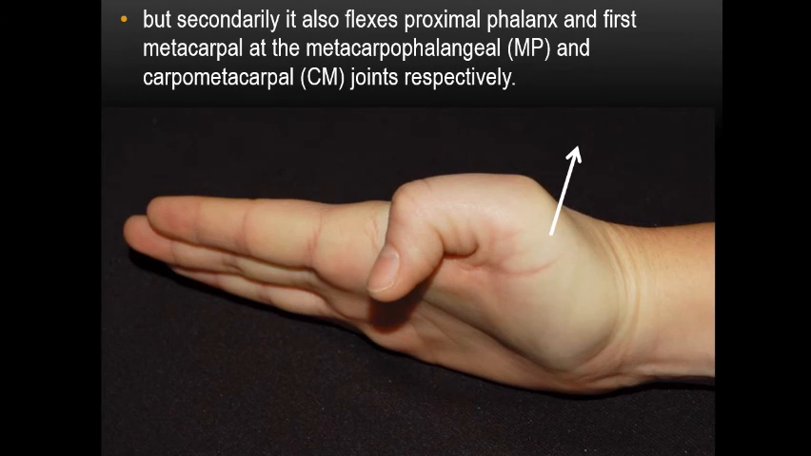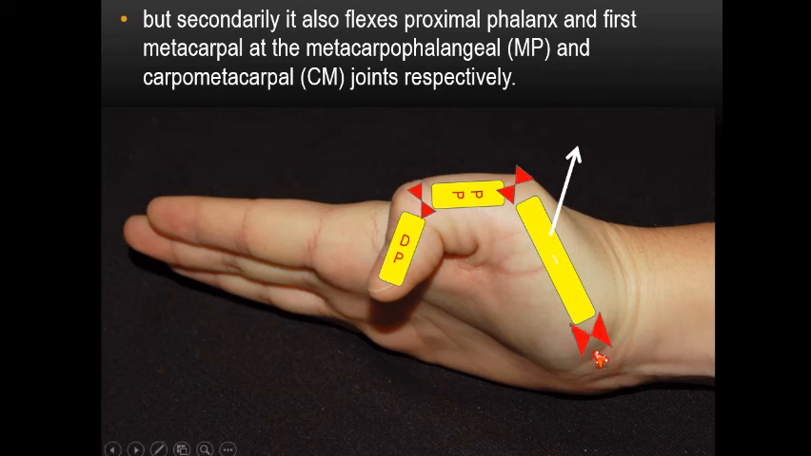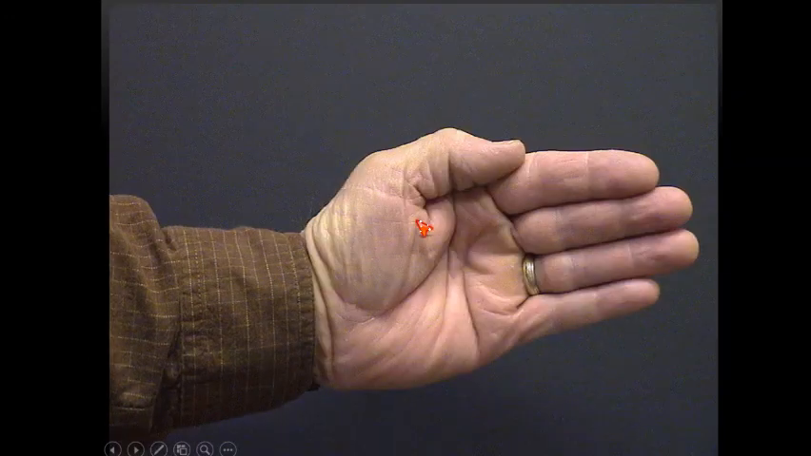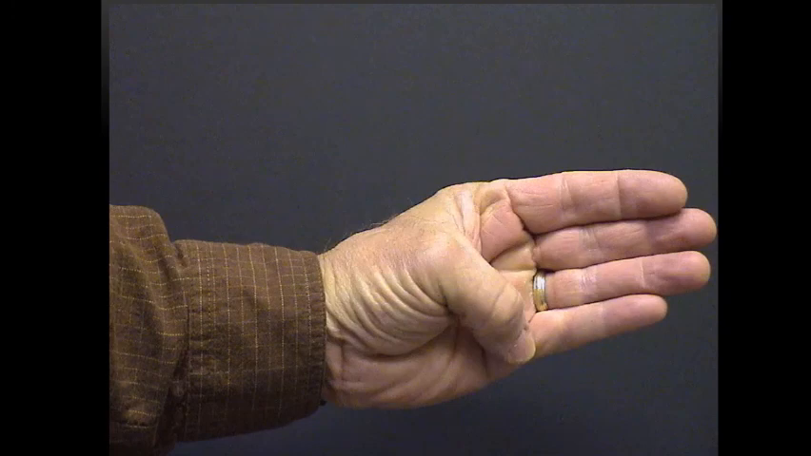Here you can identify that first it flexes the distal phalanx of the thumb. Then, as a secondary movement, it flexes the proximal phalanx at the metacarpophalangeal joint, and then it flexes at the carpometacarpal joint. So here you can see the carpometacarpal, then metacarpophalangeal, then here you can see the interphalangeal joint. This is the movement done by the flexor pollicis longus tendon.